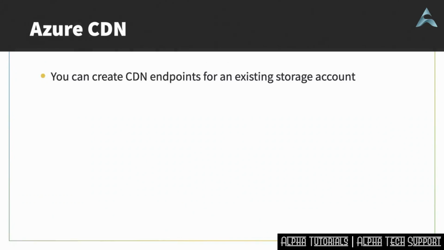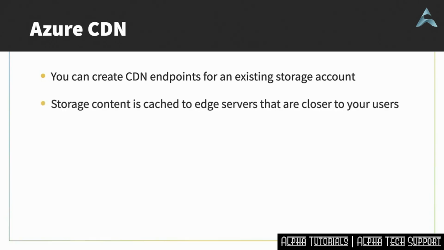So I can create CDN endpoints and then base that endpoint on an existing storage account. So I have a storage account, blob container, I put my content there. Again, a centralized location, because that storage account only exists in one specific Azure region. I can just say, well, through the magic of Azure CDN, this is going to be propagated through all the Edge servers, and then users can go to the Edge server that is closer to them.